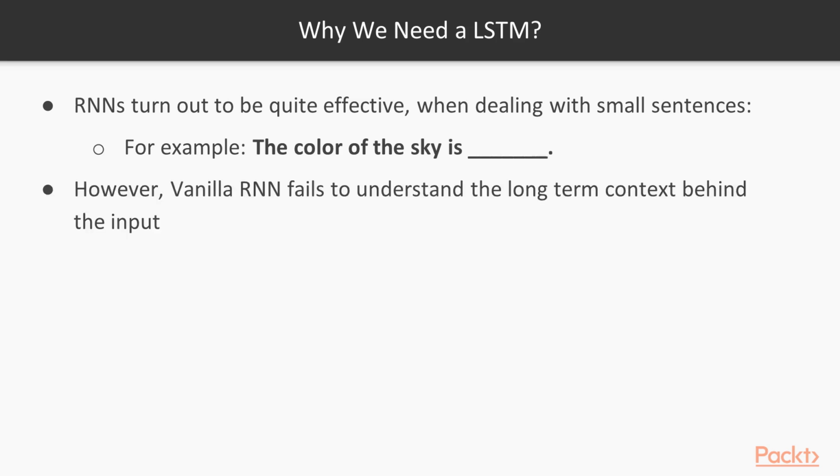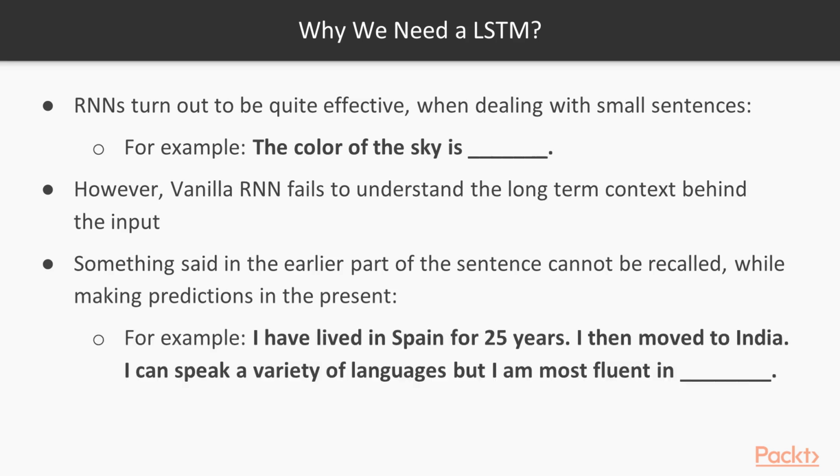However, in long sentences, plain vanilla RNNs fail to understand the context behind the input. One such example: I have lived in Spain for 25 years. I then moved to India. I can speak a variety of languages, but I am most fluent in. If you pass this sentence to a plain vanilla RNN, it will not make a correct prediction. If the person has lived in Spain for 25 years, then it is a sure shot that he will be fluent in Spanish. But RNNs fail to capture this information due to the length of the sentence. So that is why we need an LSTM.